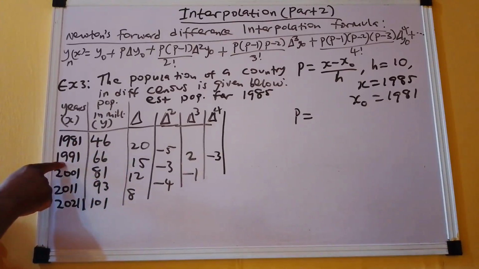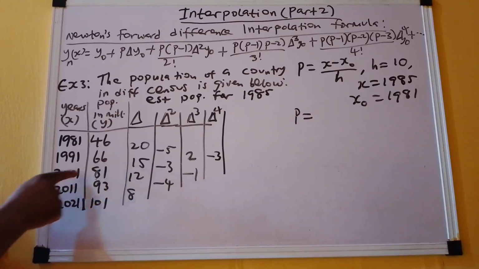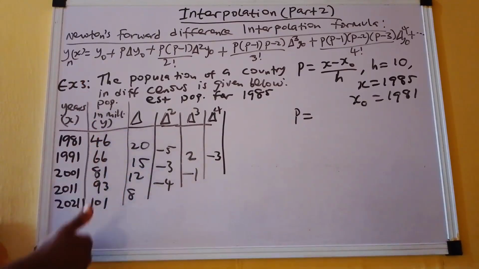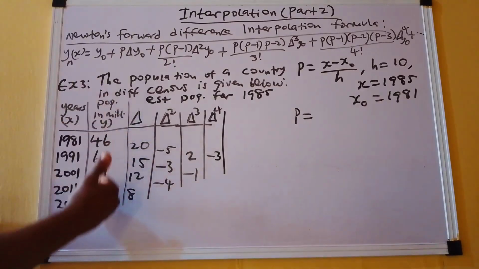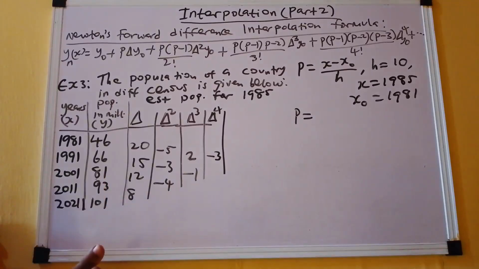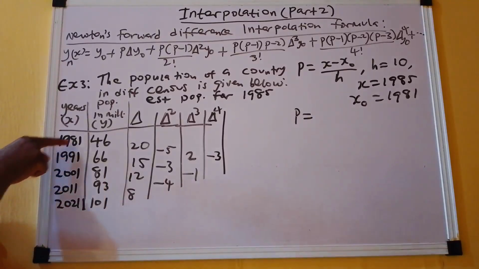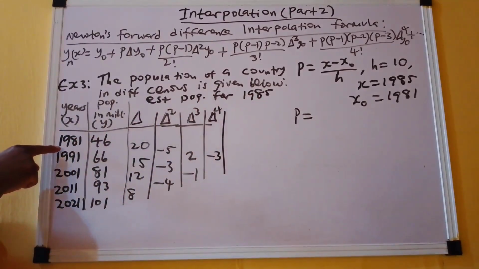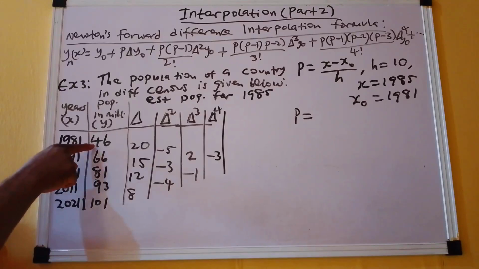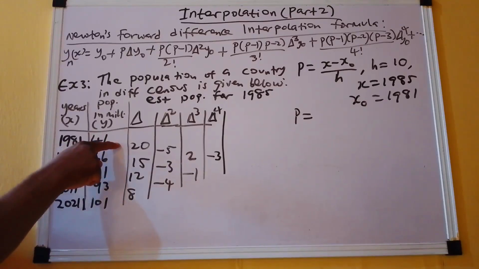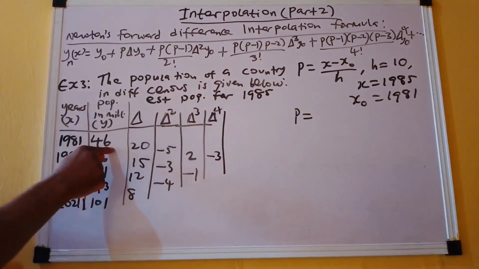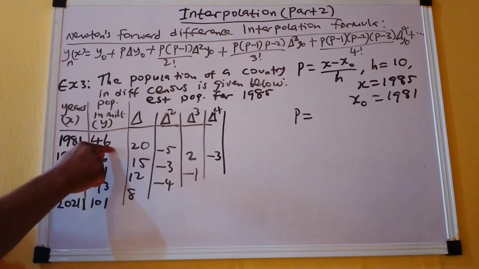They took census in 1991 and they got 66 million. They took census in 2001, they got 88 million. It was on the steady increase. You can see that the population of that particular country is on the steady increase. Now, if you want to estimate the population for 1985, which is above 1981. If 1981 is 46 million, that means that 1985 is expected to be above 46 million. You can see it's on the increase.